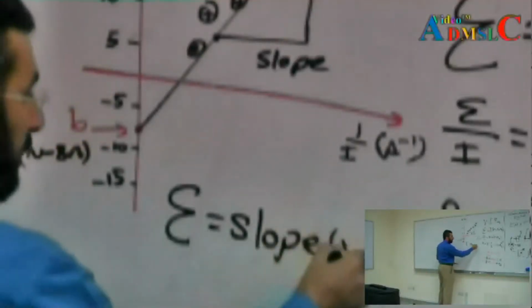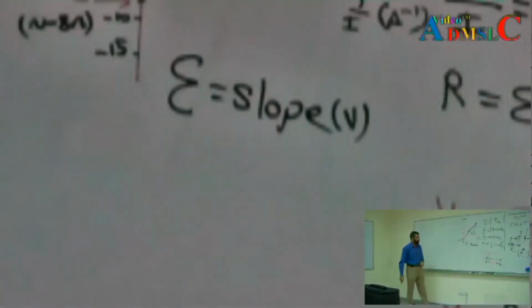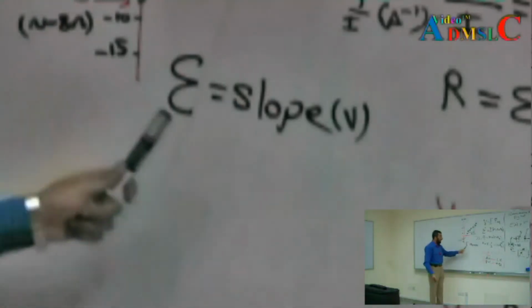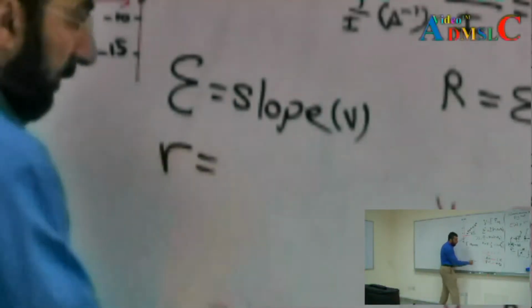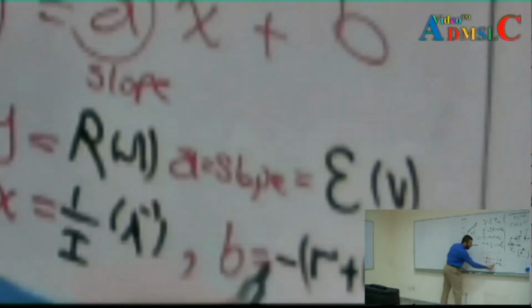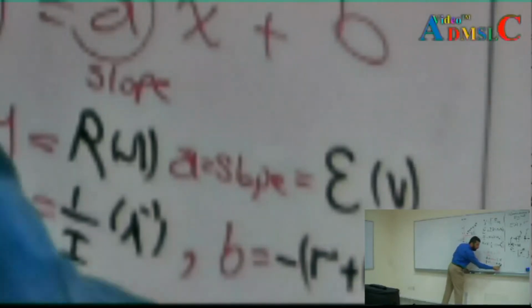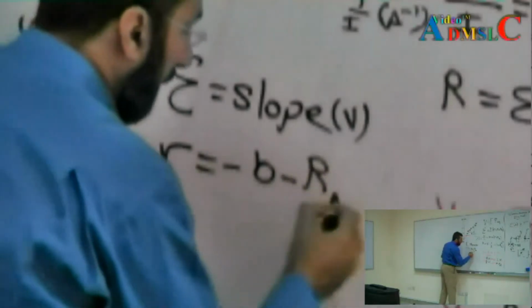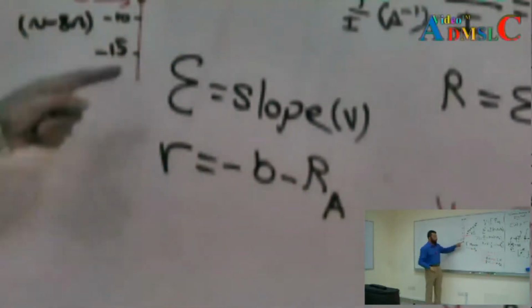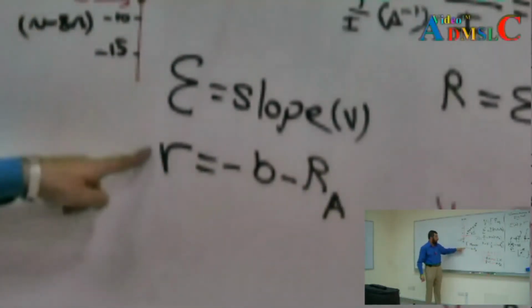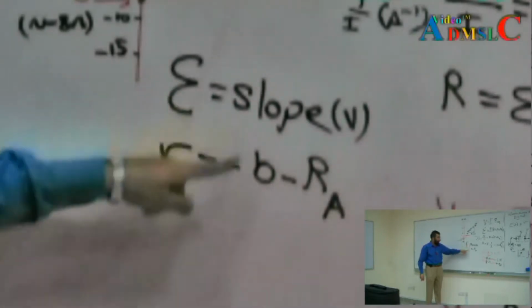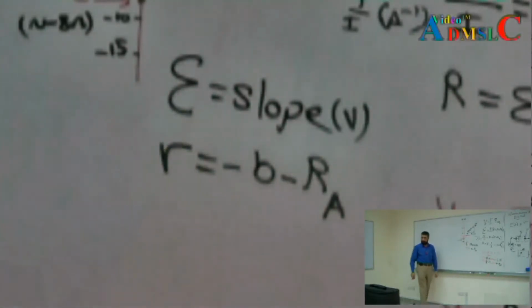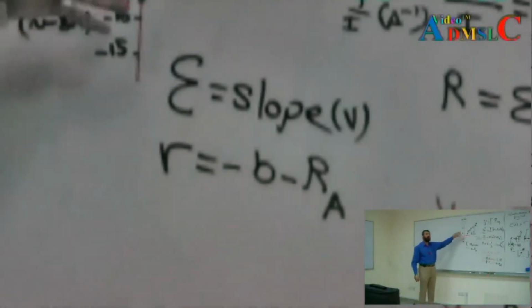Of the graph, and this is measured by volt. How to find R small depends on this equation. R small will equal minus B, minus RA. So this is minus B minus RA. So what do you need to find eta and R? You need to find the slope, and you need to find B. This slope and B from where? From the graph. So you need the graph.